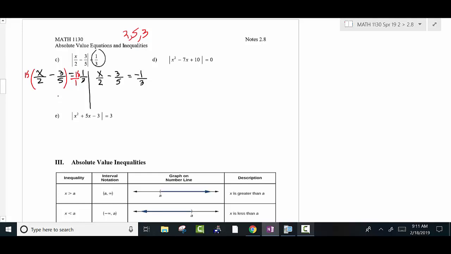How about 30? I was thinking 15, but that's no good. So we want to try 30. 30 will get rid of all of them at the same time. Okay. So multiply this by 30, and then multiply the right side by 30.